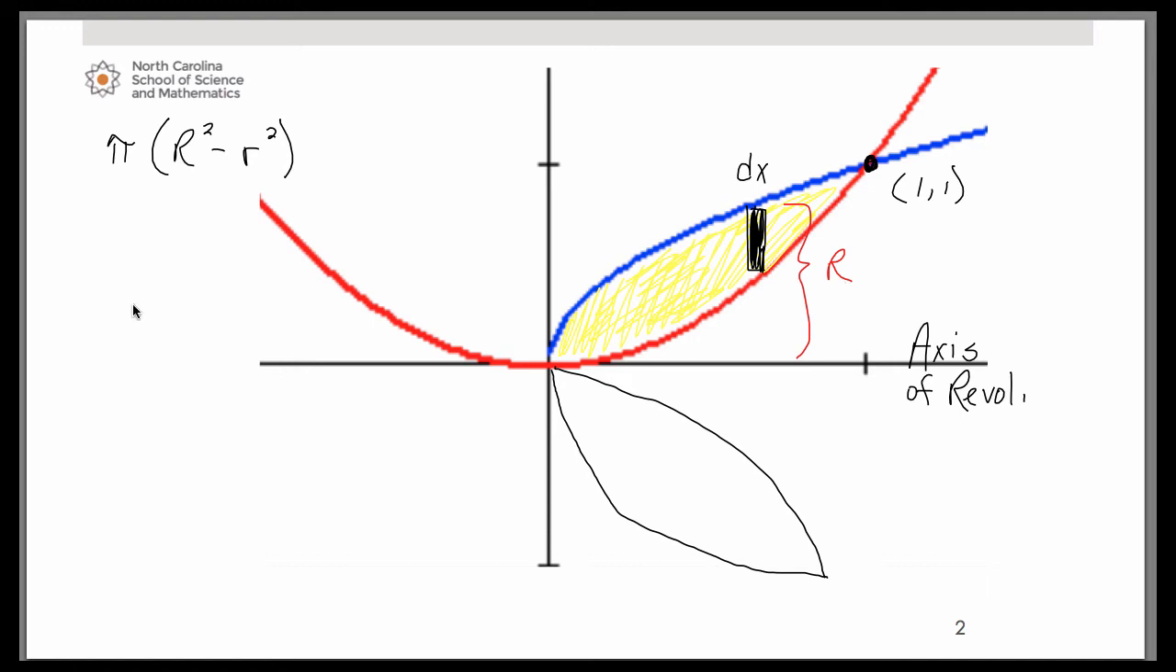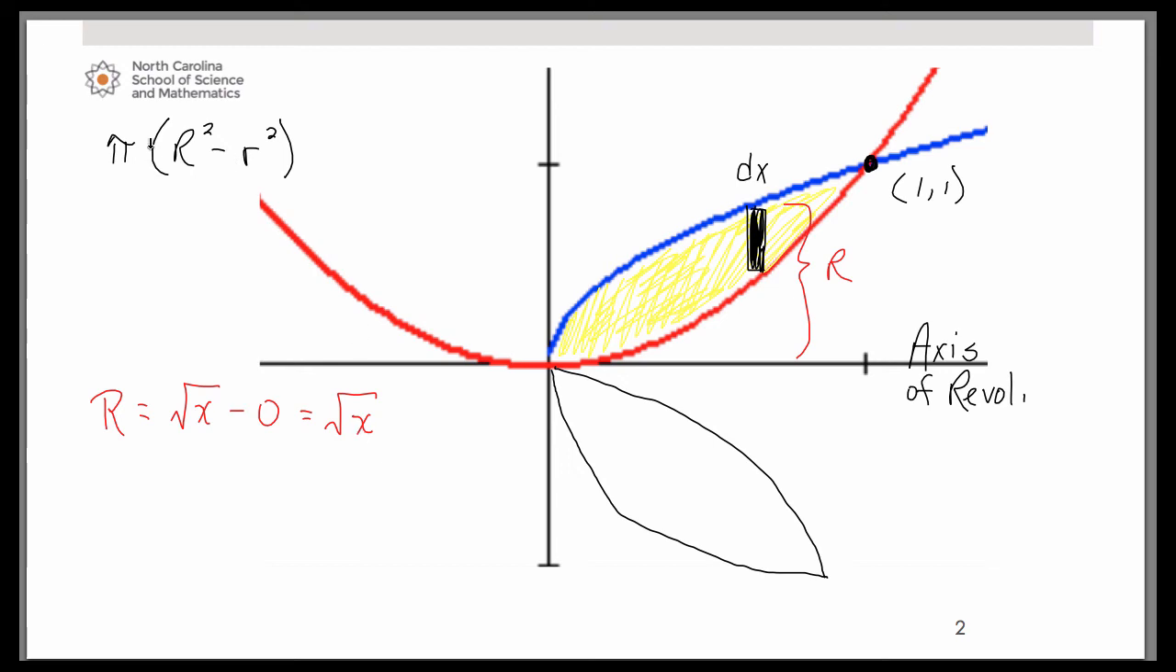So let's go ahead and get an expression for that. We'll use the top minus bottom idea. On the top, notice we're hitting the blue curve. Now that's the curve for square root of x. And on the bottom, we're simply hitting the x-axis. So big R is going to be square root of x.